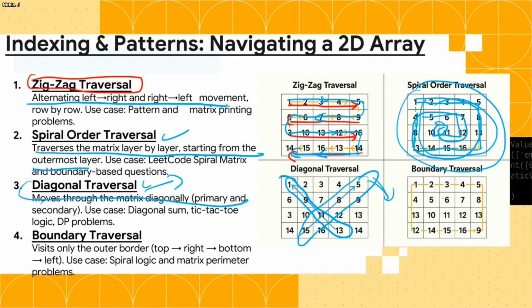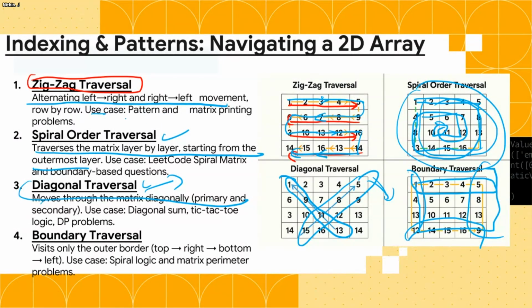Then boundary traversal, as I said, we are just gonna access the elements present at the outermost parts of the matrix, that is basically the topmost row, the bottommost row, the leftmost column, and the rightmost column. And as you guys can see, I have also mentioned the scenarios where you're going to use this traversal.